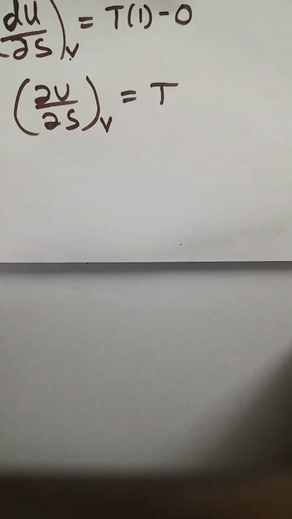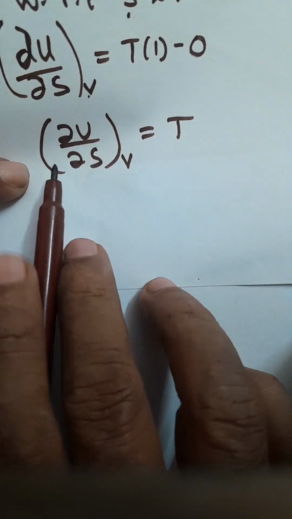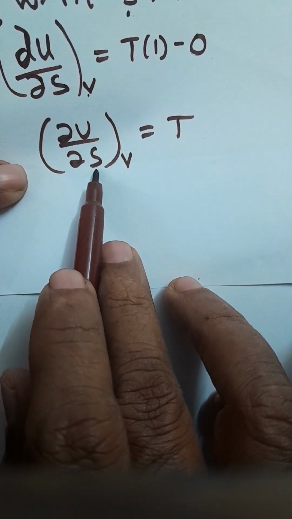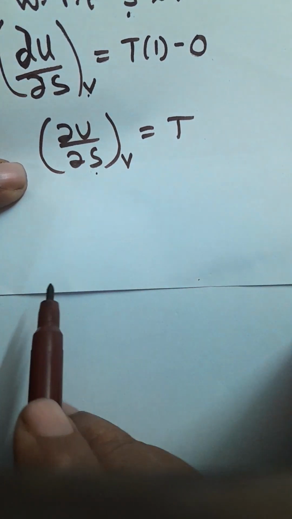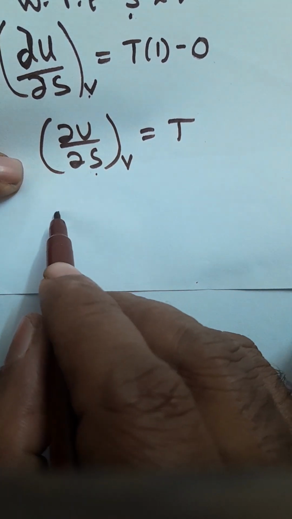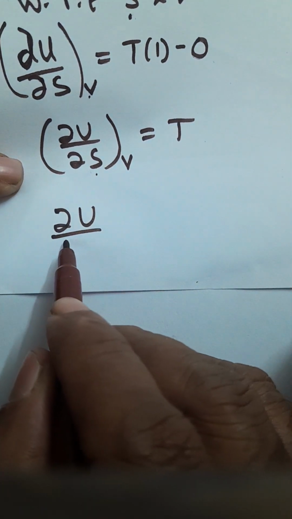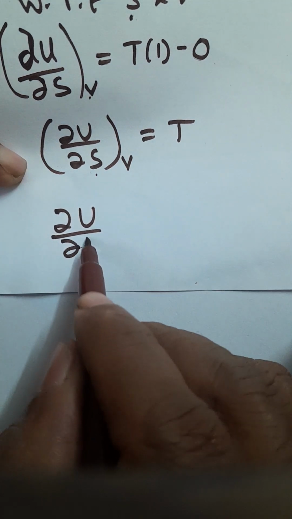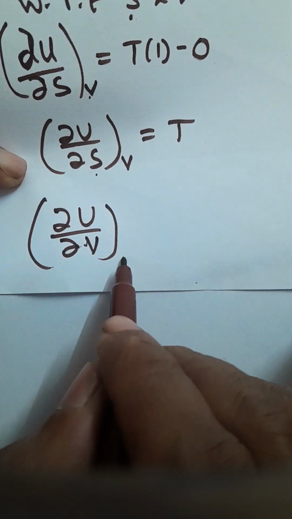Similarly, till here we discussed entropy, and with respect to entropy we did the derivation. Now we'll do the same derivation with respect to volume. That means ∂U/∂V at constant entropy.